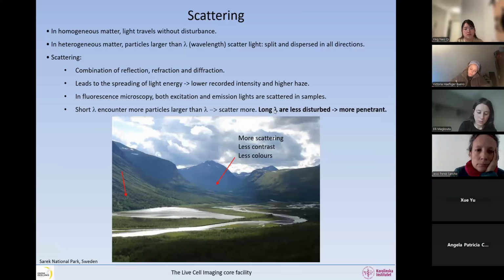So it's a question of interplay between the light wavelengths and the bits that they find in the sample. So this is the reason why the long wavelengths are less disturbed when they go in the sample. So the longer wavelengths are more penetrant than the short wavelengths.